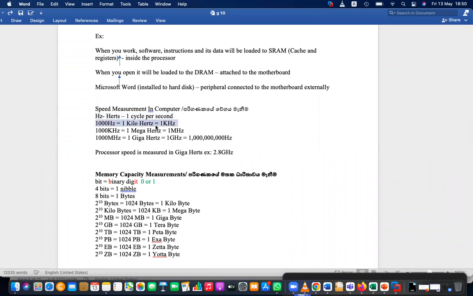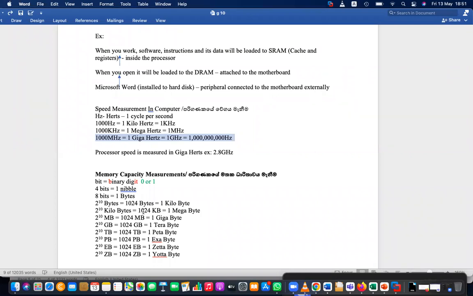Anyway, 1000 such cycles is called a kilohertz, 1000 such kilohertz, or a million cycles, we call a megahertz, and a billion cycles is a gigahertz. Actually, a processor operates in the range of 2 to 3 gigahertz, sometimes 3 to 4 gigahertz. That is billions, 2 to 4 billion such cycles in the processor. So think about how fast that is.